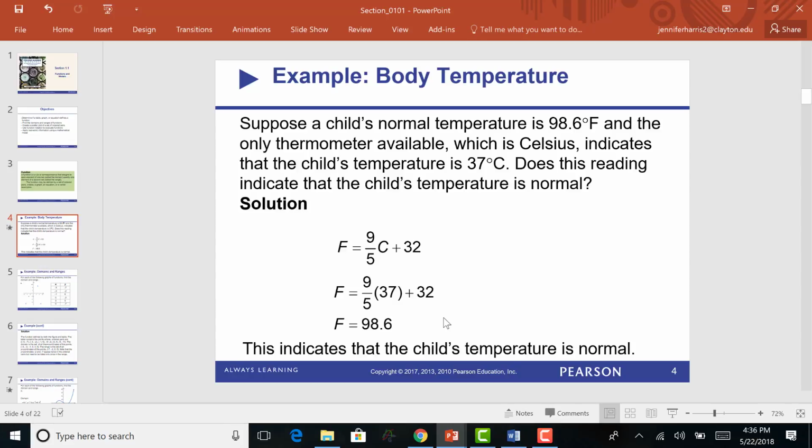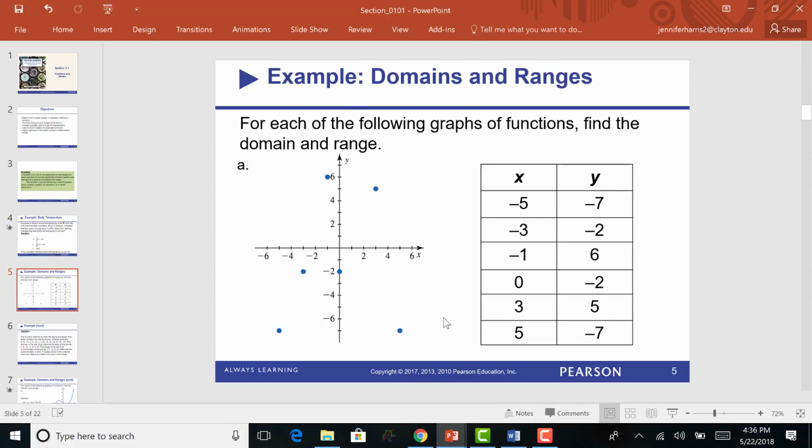On the next slide, guys, we're going to give you an example of domain and range, and I need to show you how to write it. For each of the following graphs of the functions, find the domain and the range. Now, on the homework, they might give you dots on the graph and might not give you the table that you see, because they've already done the table for you. But in the homework, can you take those points and create an XY table?